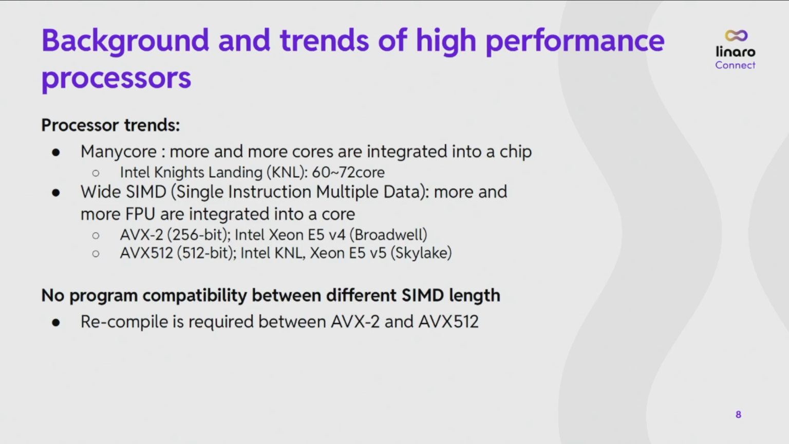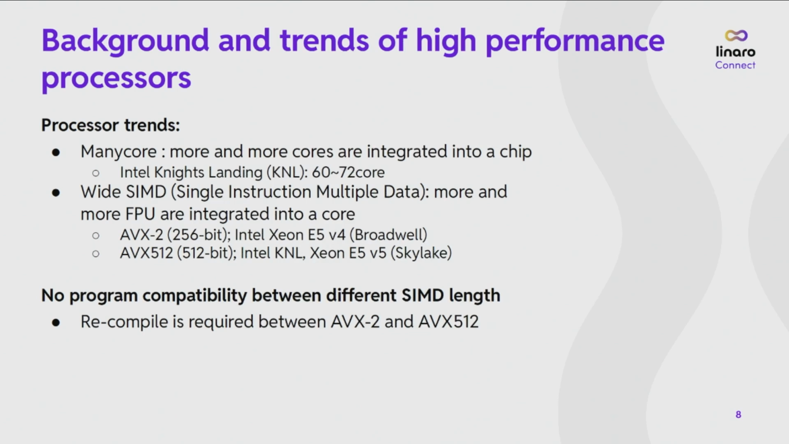AVX2 was introduced with Intel Xeon, for instance E5, and AVX 512 is available in Intel Xeon E5 version 5, Skylake, later Skylake. The problem of AVX programming on the X86 architecture is that there is no backward compatibility between the following AVX vector features. For instance, AVX code is not compatible with AVX 512, so you have to recompile the code.